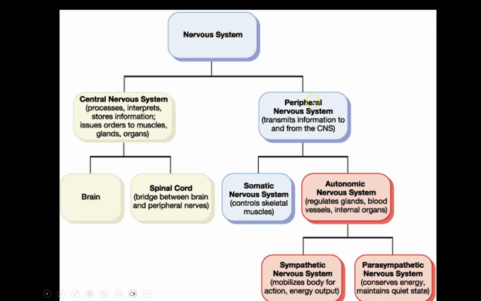The motor system, the efferent system, is further subdivided into the somatic motor system for the skeletal muscles, voluntary control, and the autonomic, regulating the glands, the blood vessels, and internal organs such as the intestine, the liver, the spleen, the heart, and so on. And as you all know, the autonomic nervous system is further subdivided into sympathetic and parasympathetic.